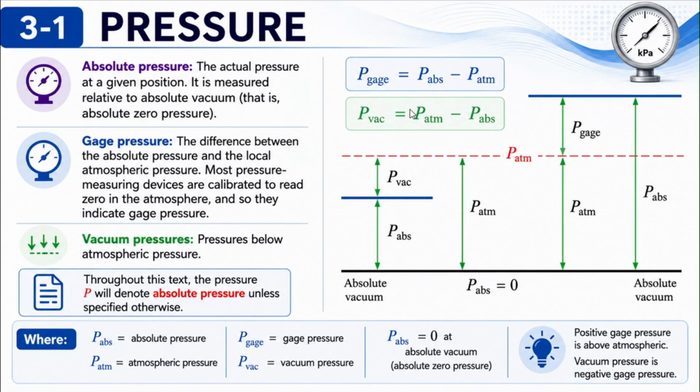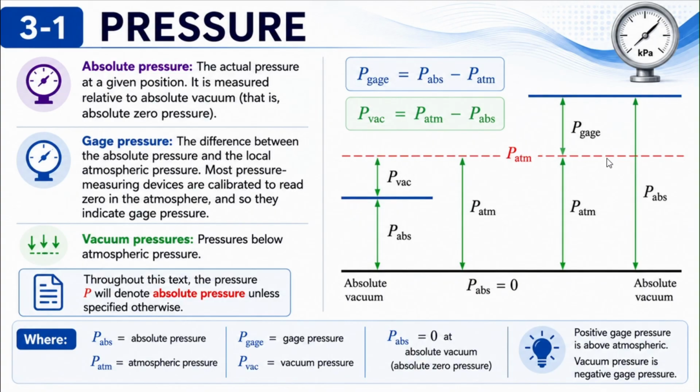The vacuum pressure is used when absolute pressure is below atmospheric pressure. P vac is equal to P atmospheric minus P absolute. So this particular figure can be an easy tool to understand these relations.